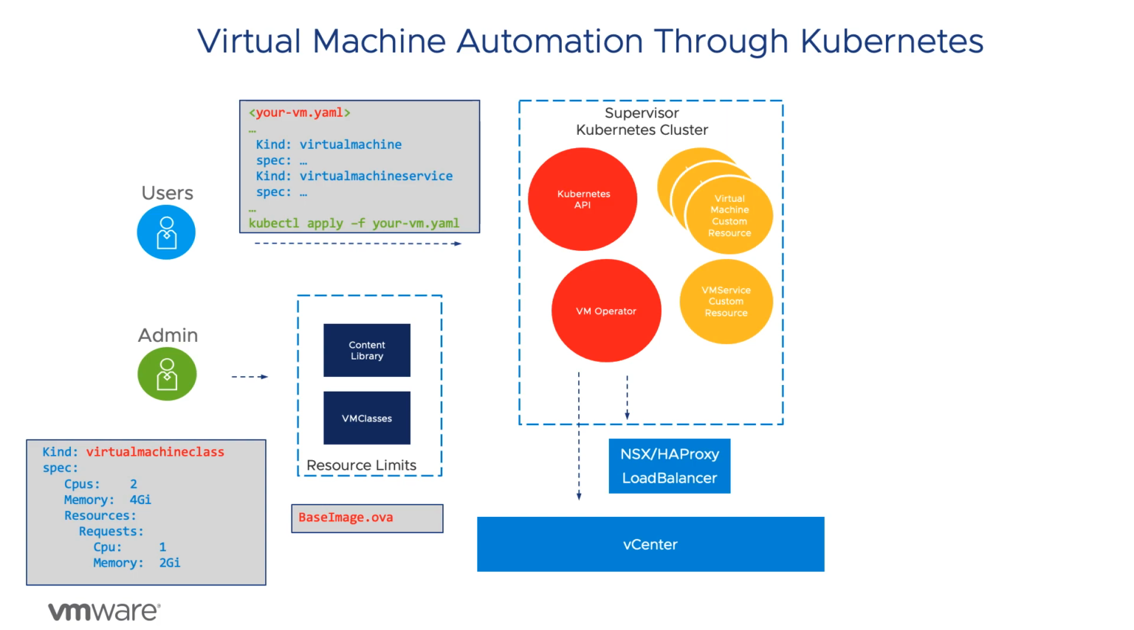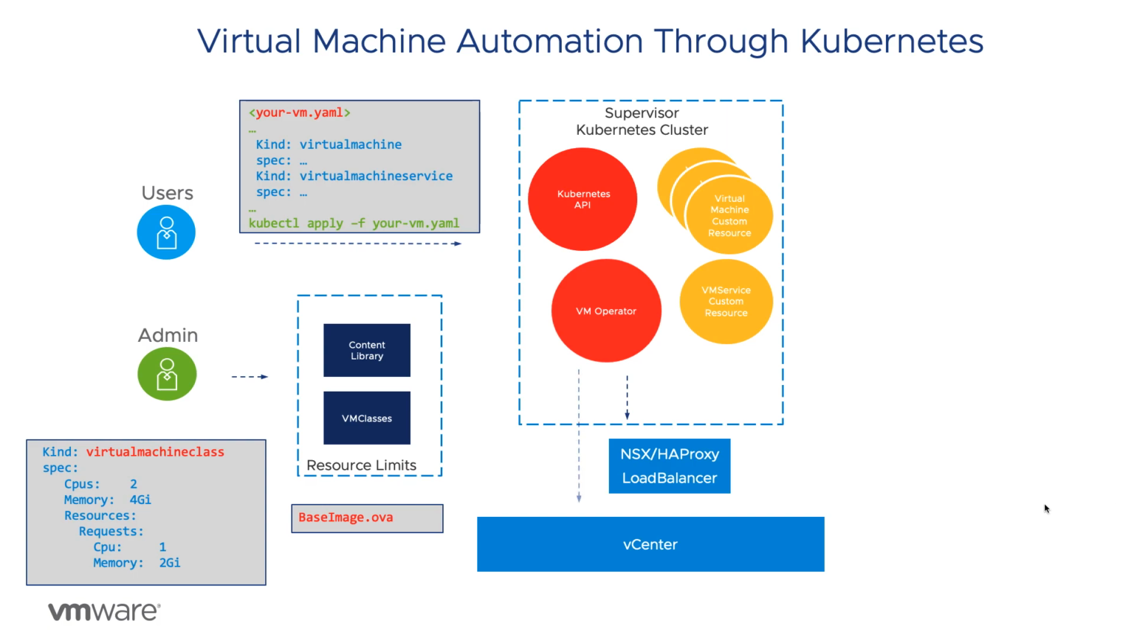This custom resource defines a load balancer service that would provide ingress to a single VM or load balancing across a set of VMs. The VM operator is made up of a set of controllers that watch for the creation of virtual machine and virtual machine service custom resources and reconcile them into the actual objects that they define.